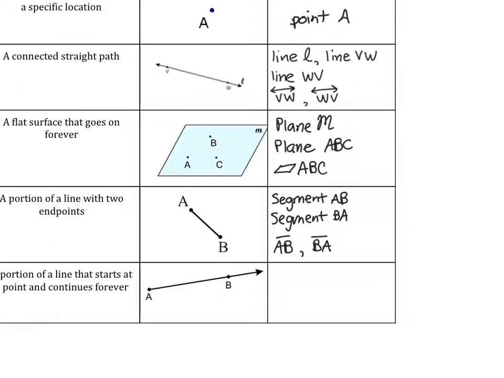So the way that you name a ray, the order actually matters. You can write the word ray, and you're always going to start with the point and then end with the side with the arrow. So we'll say ray AB, or the shorthand way to do that is AB with a little ray over it. Again, for rays, we're always going to start with the point. So it starts here and it goes on forever in the other direction.